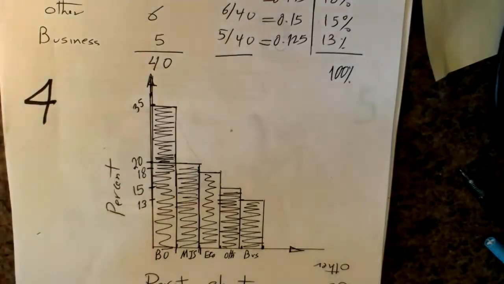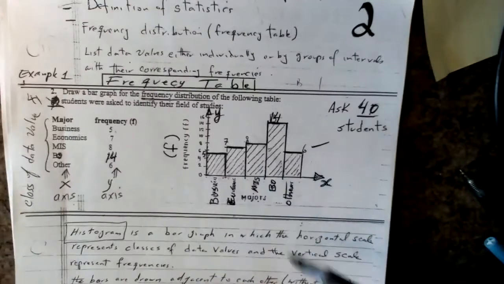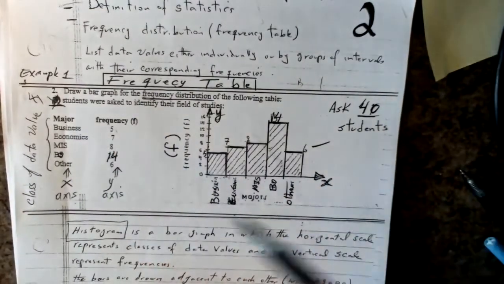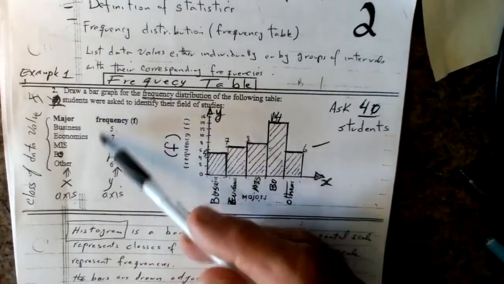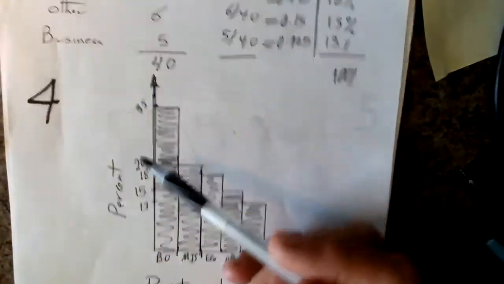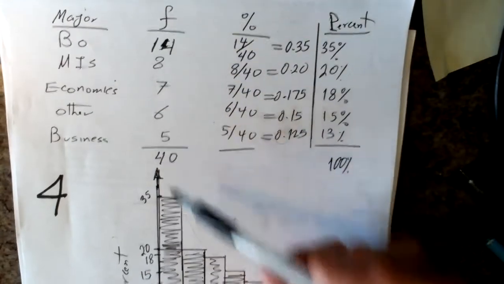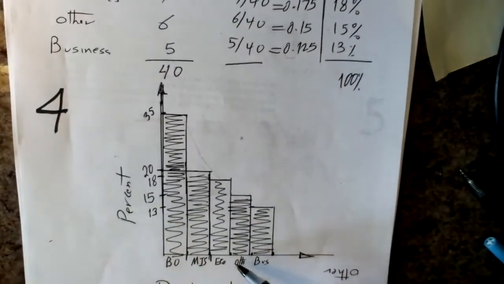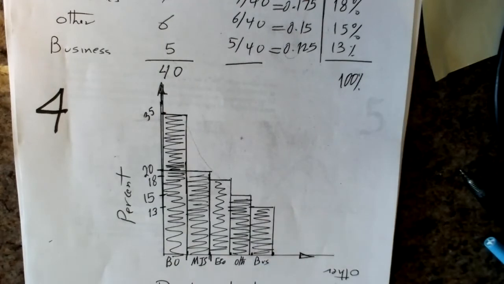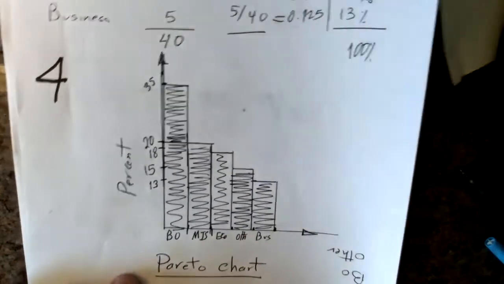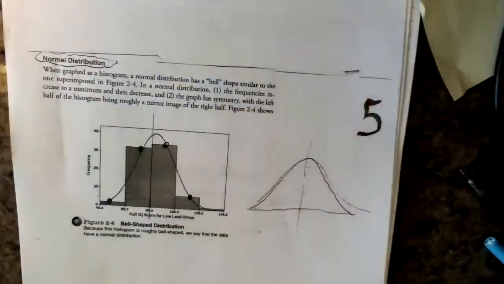So if you just want a regular one, this is just a regular bar graph based on all the majors. But if I put all these numbers in order, like this, from the highest to the lowest, then when you graph it, you see something like this, which is a Pareto chart. That's just a special type of bar graph.